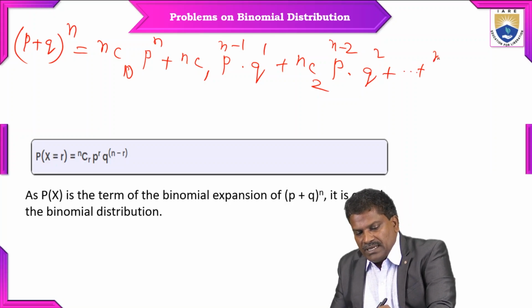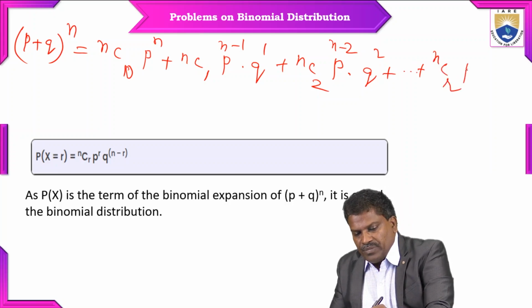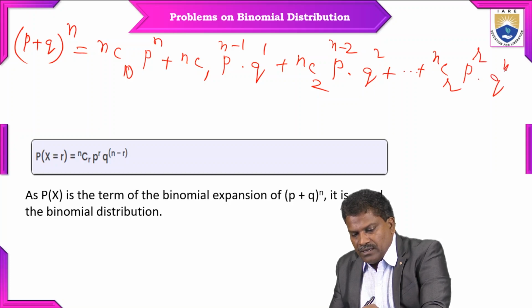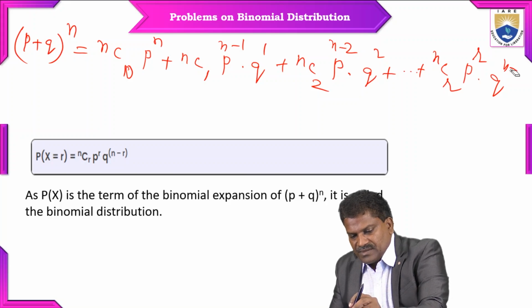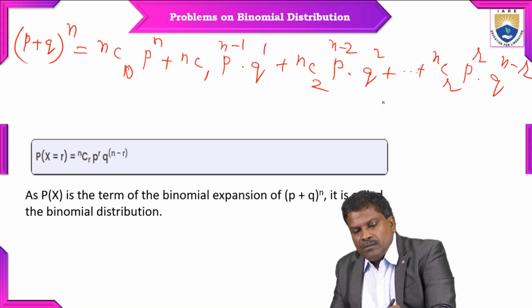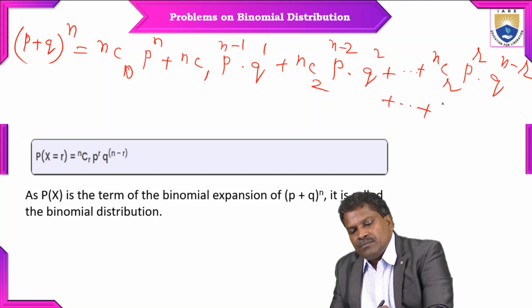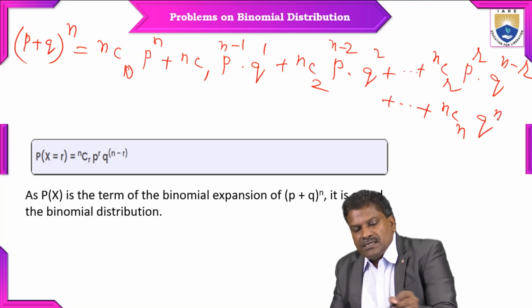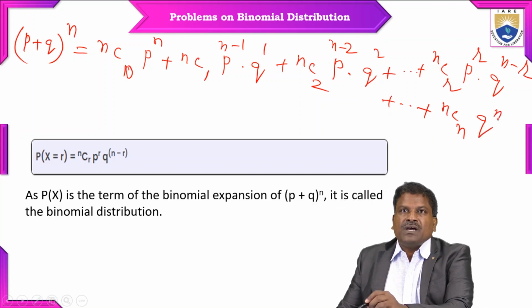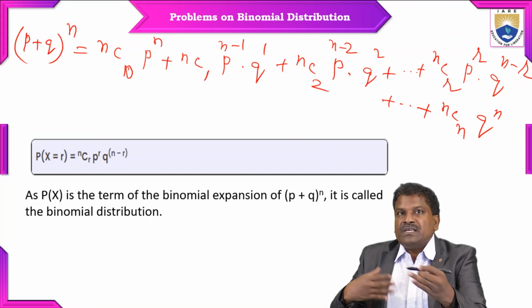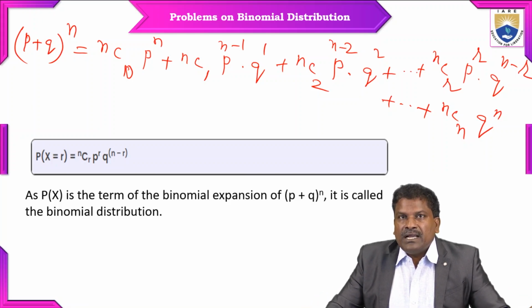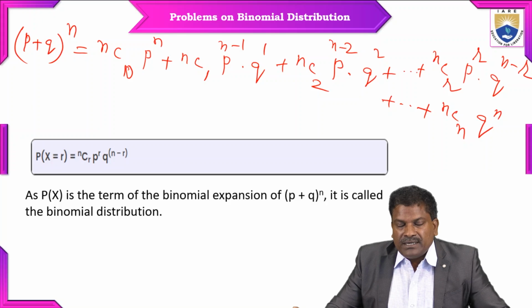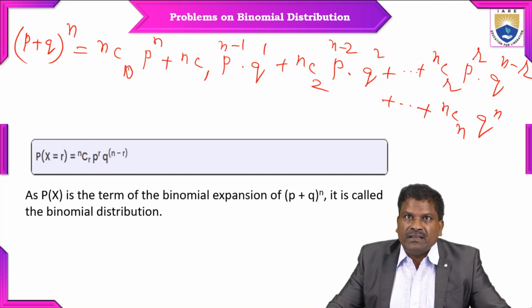General term nCr p to the power r into q to the power n minus r, and so on, up to the last term nCn q to the power n. This is the same expansion we have previously learnt from 10th class level, intermediate level and degree level.